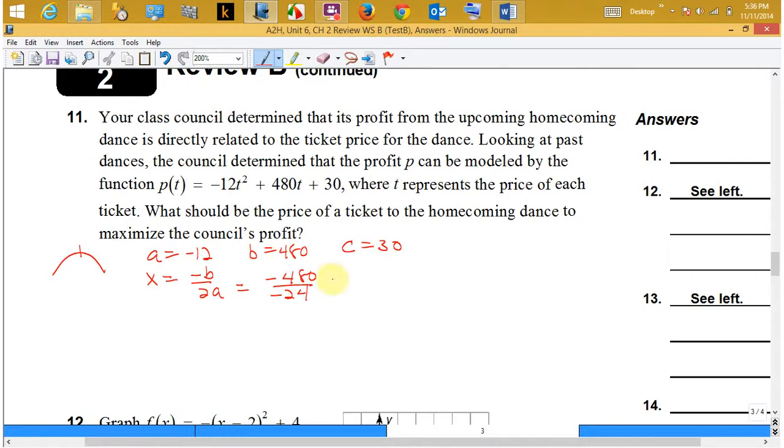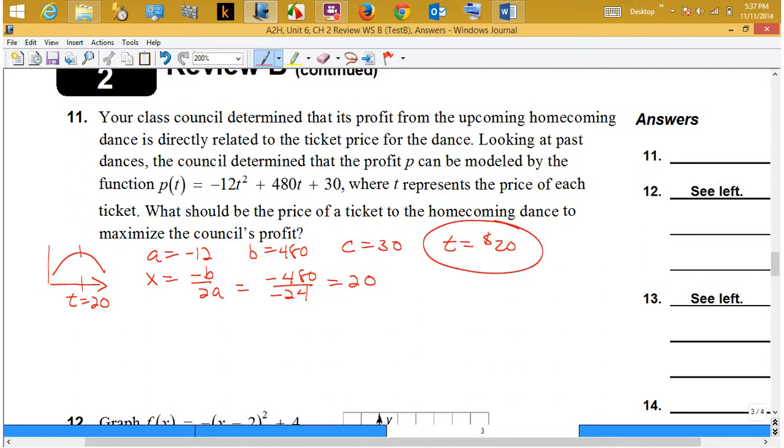And that's going to be equal to 20. So what I plotted going this way was T, the ticket price, and from that I get the profit. What I found was that T would be equal to 20. So the price of the ticket should be equal to 20, right? So T is equal to $20.